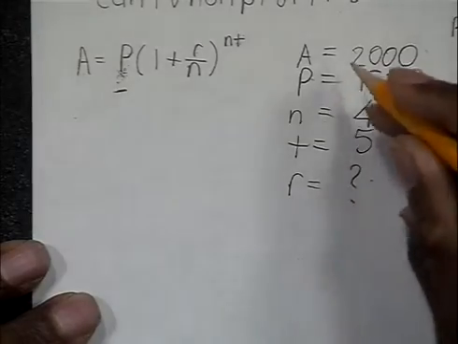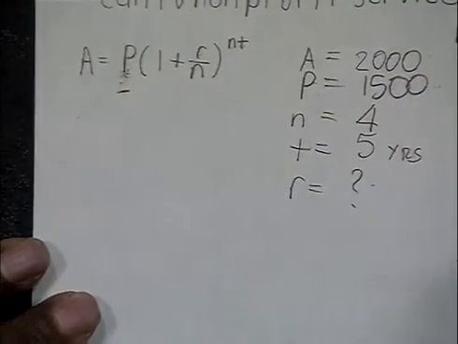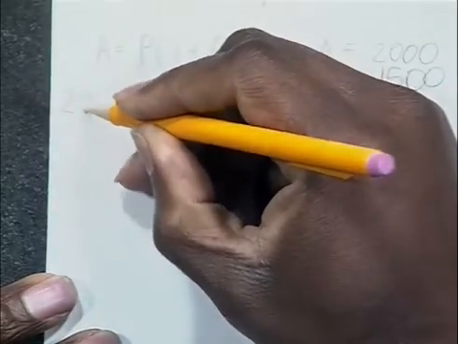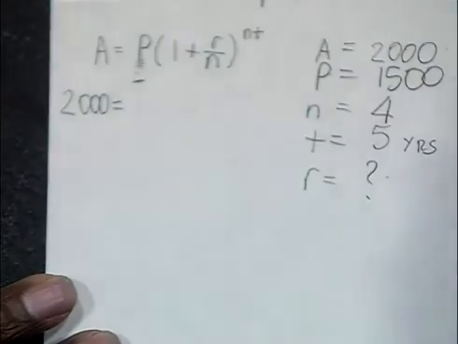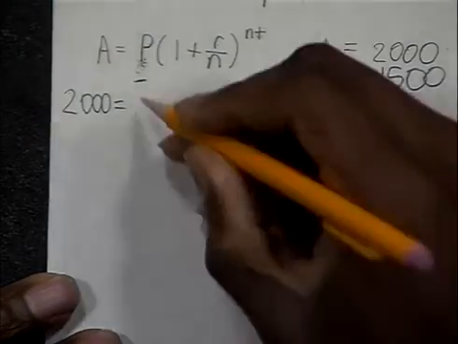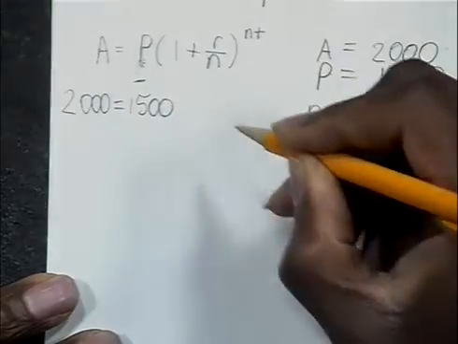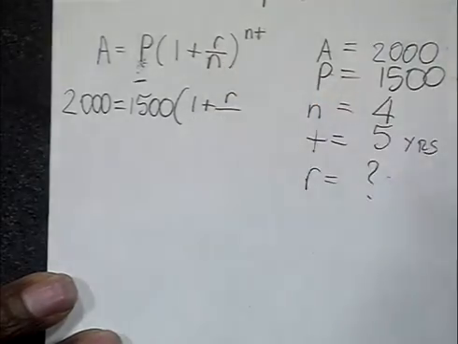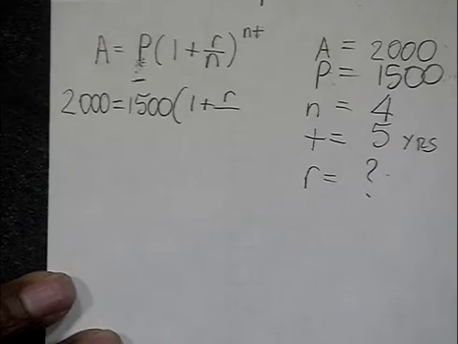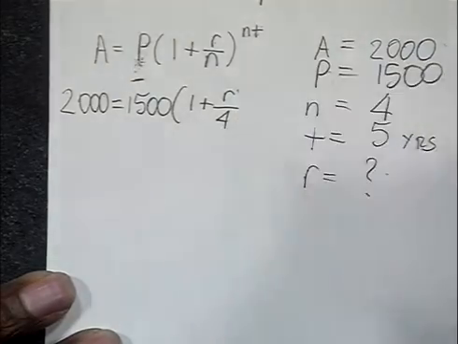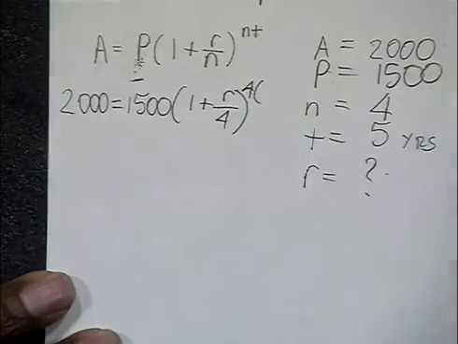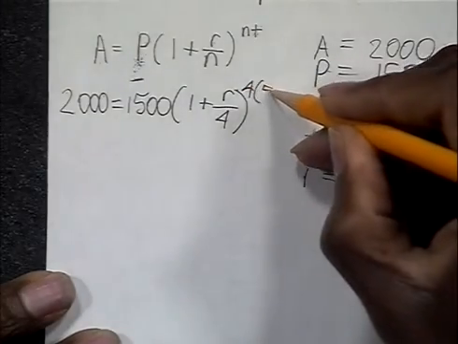All right, so we got the balance. Let's maybe see if we have enough room here. It is 2,000. All right, so we put the 2,000 here, is equal to the principal, which is 1,500 times 1 plus the unknown rate over the frequency at which the money is compounding each year, which is 4, raised to the 4 times t power, that's 5.